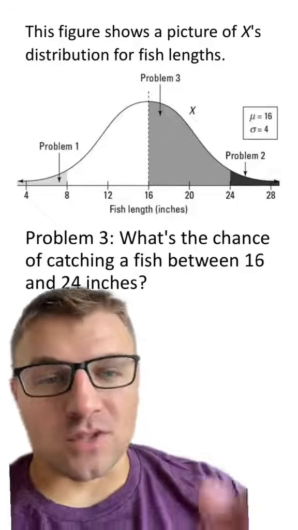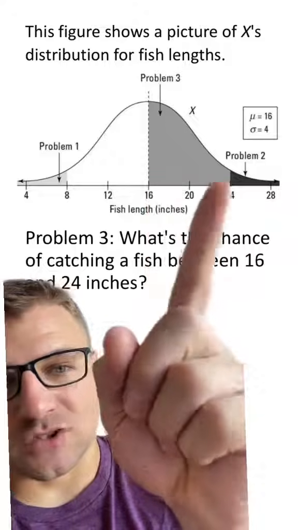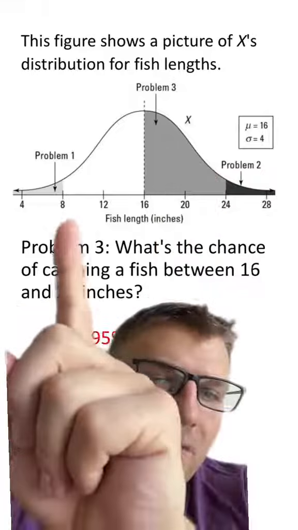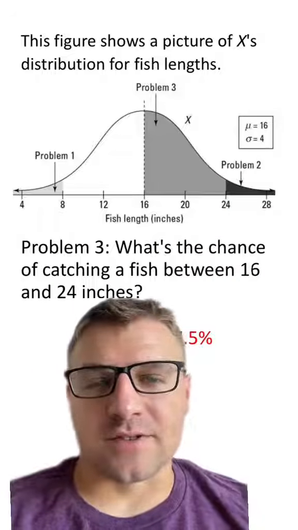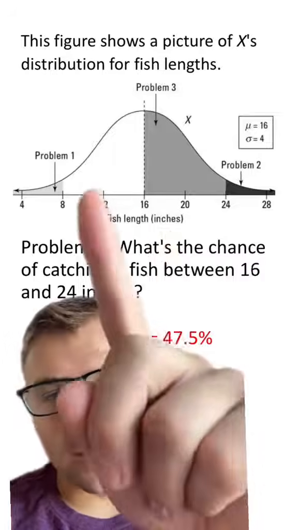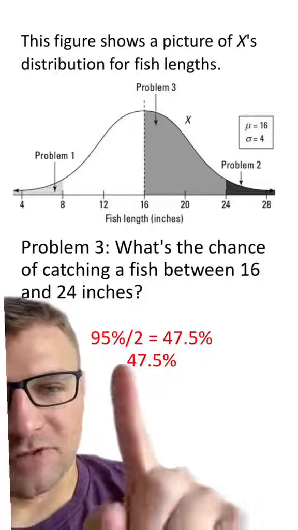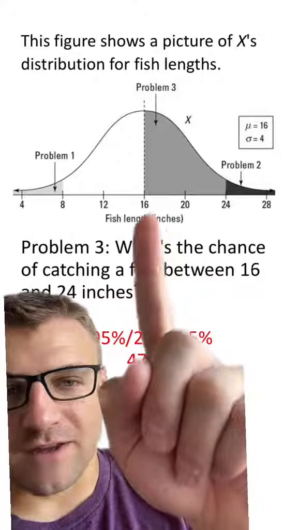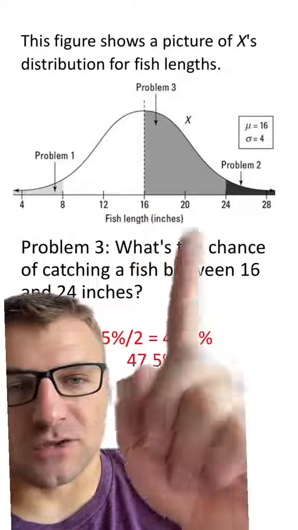Problem 3 asks, what's the chance of catching a fish between 16 and 24 inches? Again, we're just going for this shaded region right here. Well, we know from 8 to 24 is 95%, so all we have to do is take that 95 and divide it by 2, because these 2 regions are going to be the same amount. So 95 divided by 2 is 47.5. So 47.5% of the fish are going to be between 16 and 24 inches.